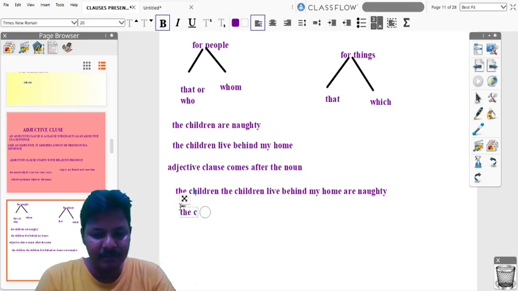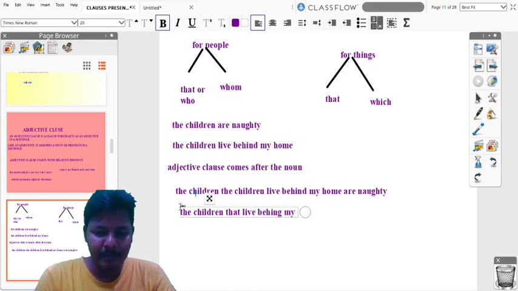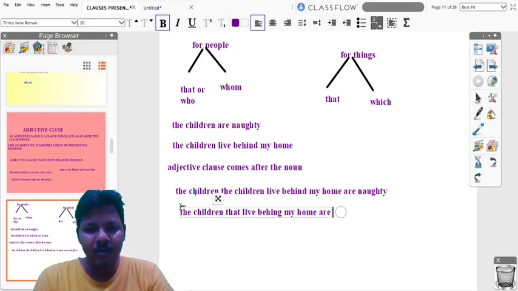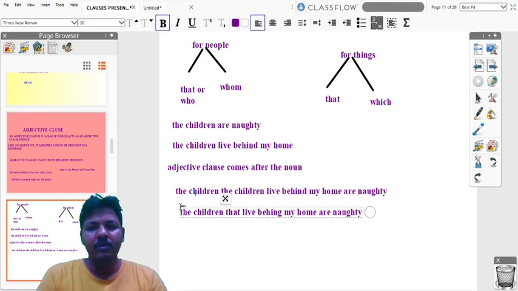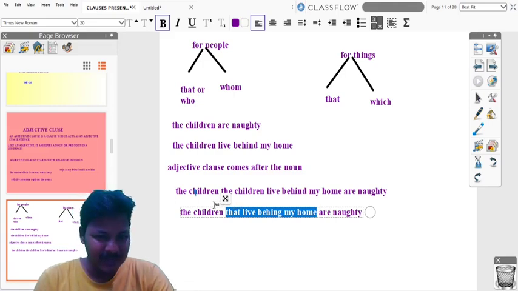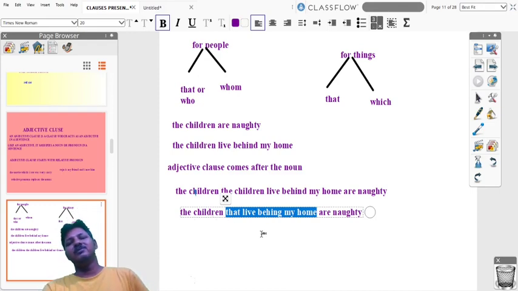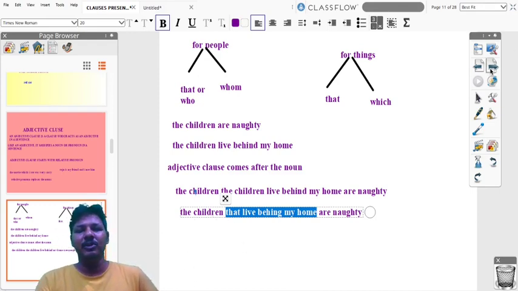So, the children that live behind my home are naughty. So here this is the adjective clause, friends. In this adjective clause, that functions as the subject of this clause, friends, and that also replaces the noun children, and it talks about the children, friends. It gives information about the noun children, friends. I hope you understand. Let me give one more example so that you can understand better.